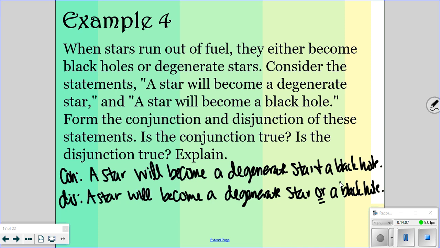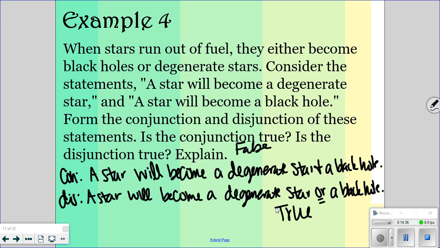The conjunction is not true. The conjunction is false because it said at the beginning it's either going to become a black hole or a degenerate star. It can't be both. So this conjunction would be false. Is this disjunction true? Will it become either a degenerate star or a black hole? Yes. So this one will be true because eventually it'll become either a black hole or a degenerate star.